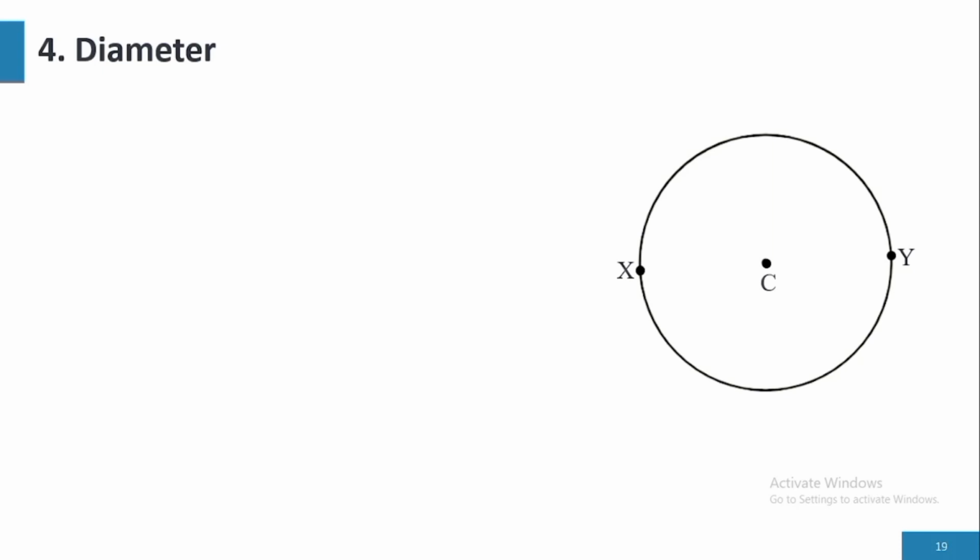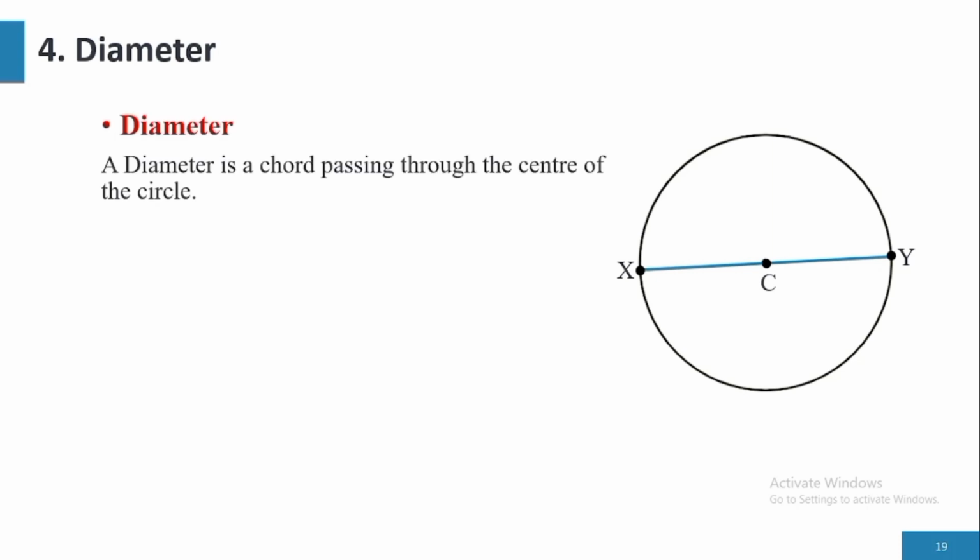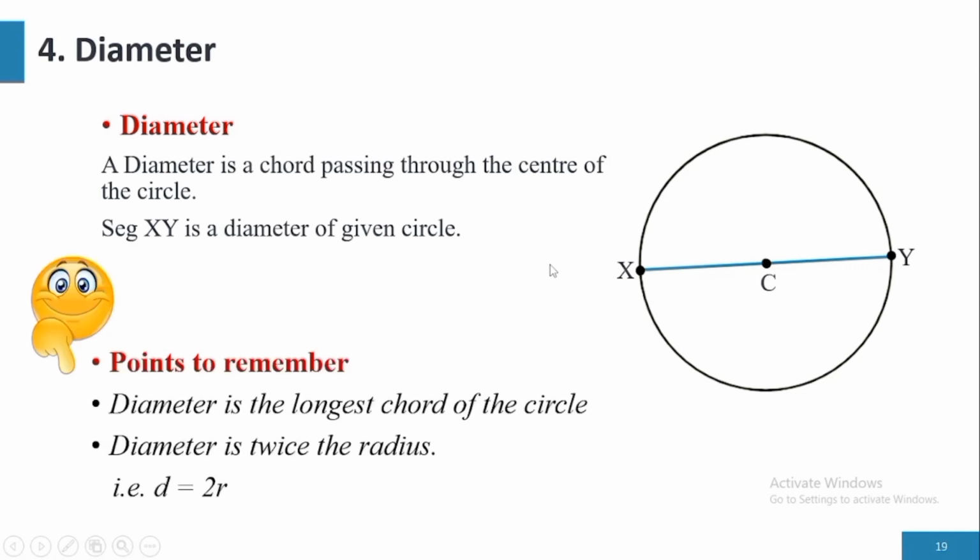Next important point is diameter. Diameter is also a chord. The only difference is it is passing through the center of the circle. So how will you define the diameter? It's a chord passing through the center of the circle. When you look at the diameter, can you also see two radii as a part of it? Hence, there are two important points which you need to remember regarding diameter. That is, diameter is the longest chord of a circle and it is twice the radius. So, length of diameter will be equal to 2 into length of radius.